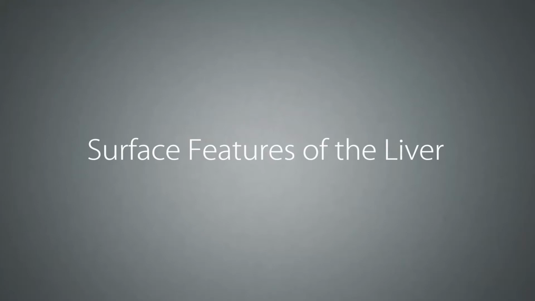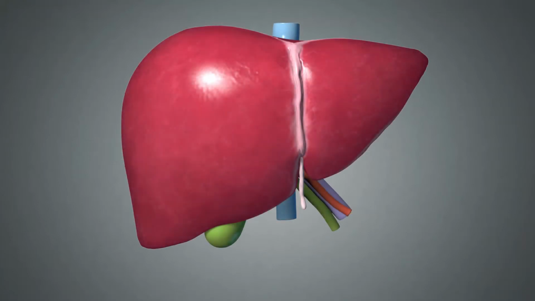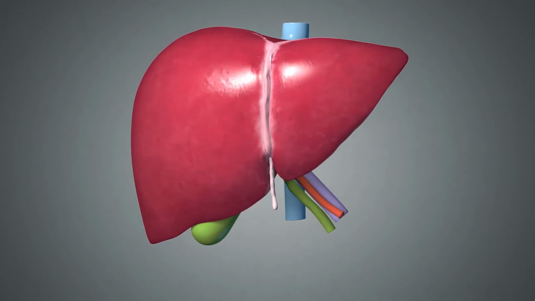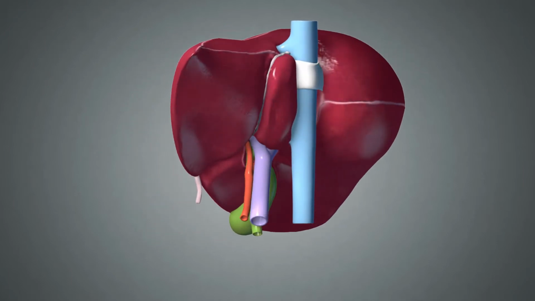Let's begin with the surface features of the liver. This is the anterior view of the liver, and this is the posterior view.